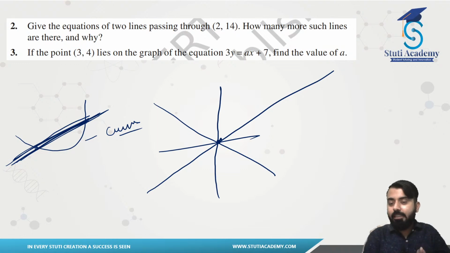So how many such lines will be there? You guys see, I am dealing with only just one point. There can be infinite lines. If there are infinite lines, then there can be infinite equations. So I hope you guys understand this. This is quite easy, and we are going to move forward.